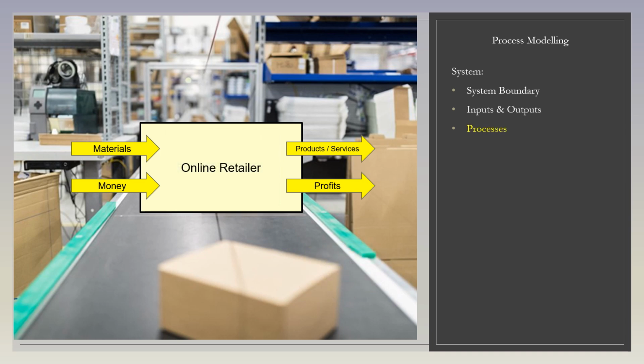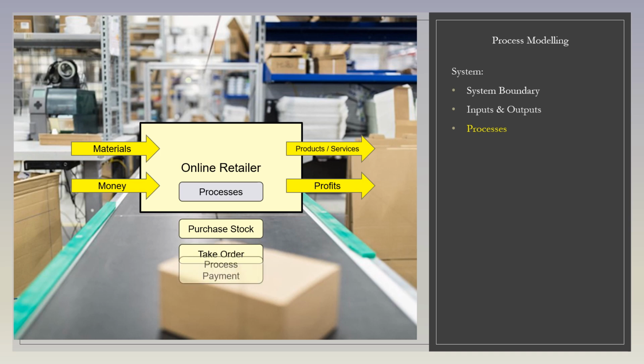For example, if we were looking at an online retailer, the processes within the business might include purchase stock, take orders, process payments, and manage staff. We can then analyze those business processes both individually and also how they fit together within the business system as a whole.